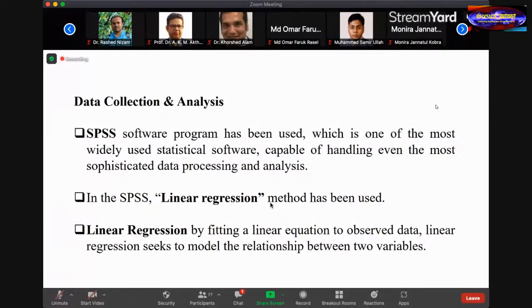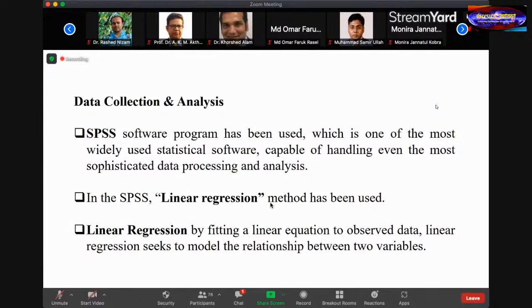Data collection and analysis. After collecting data, we want to use the regression method to find the effectiveness of the online classes by using SPSS. SPSS is a software program that is widely used in the field of social science and statistical analytic tools. And SPSS software is a suite designed for data management and statistical analysis in social science.